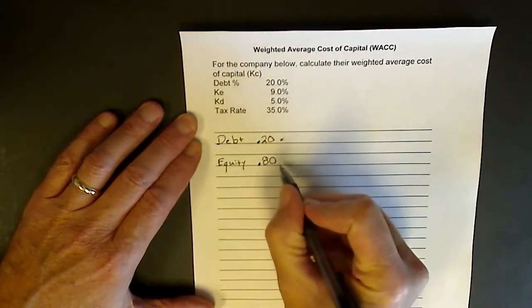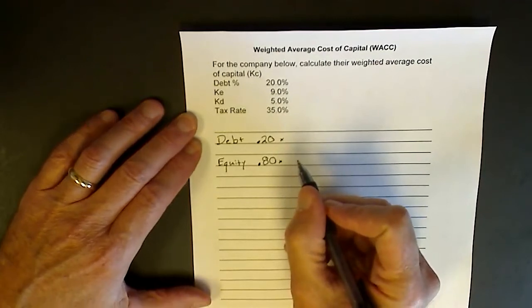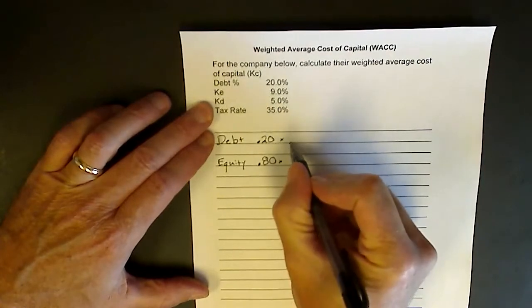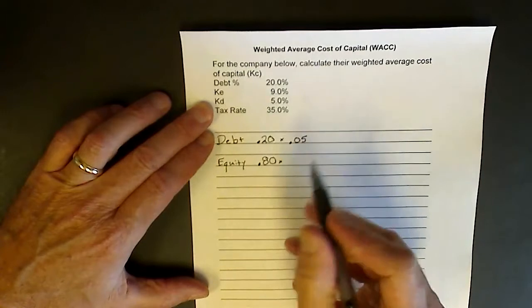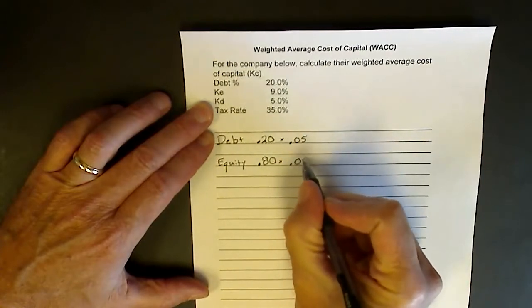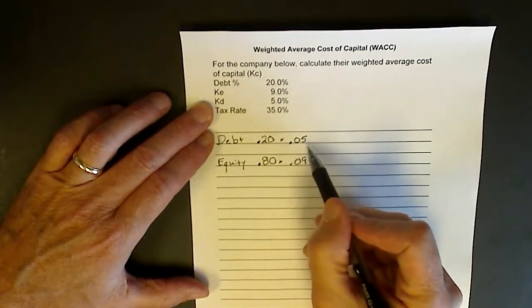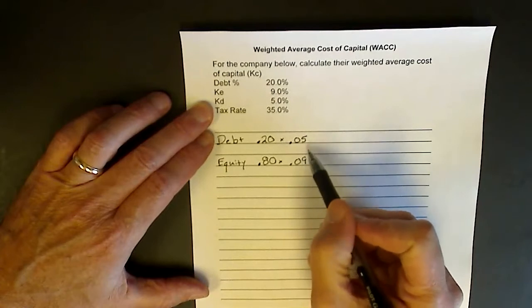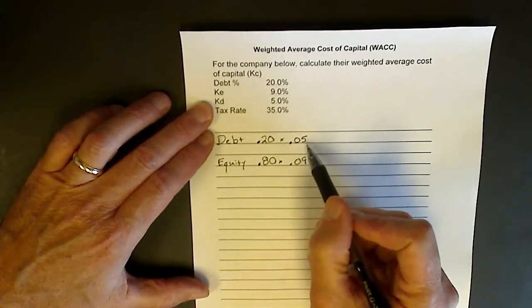Next, I'm going to take this multiplied by the cost for each type of financing. The cost of debt is 5%, so I'm going to put 0.05 there. The cost of equity is 9%, so that's 0.09. Cost of debt is always going to be cheaper than the cost of equity, so you'll always know that the smaller number will be on the debt line. We'll talk about the theory behind that in class.